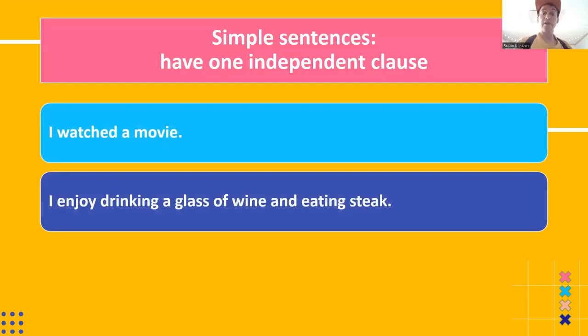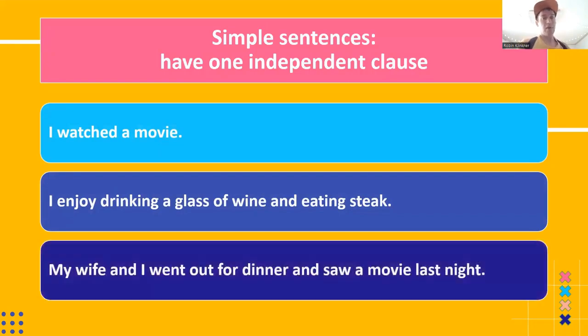I enjoy drinking a glass of wine and eating steak. That has a subject and a verb, complete thought. My wife and I went out for dinner and saw a movie last night. Once again, third sentence has a subject and a verb, and it's a complete thought.